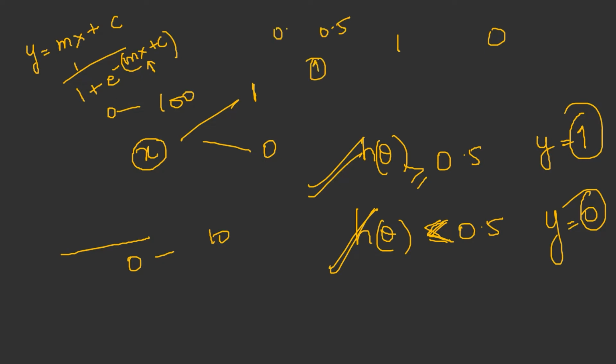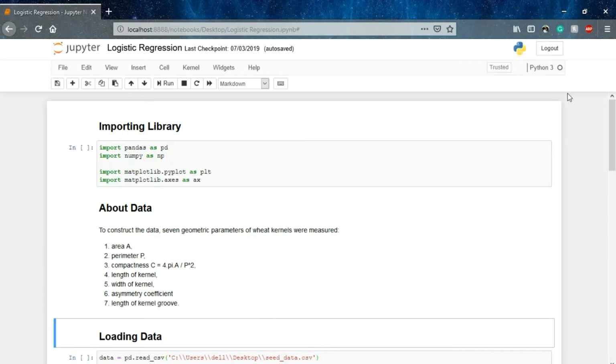If it is less than 0.5 then the predicted outcome will be 0. Okay, as I have explained in the previous intuition video how it works, now we'll see how we can code it using Python and predict the results.